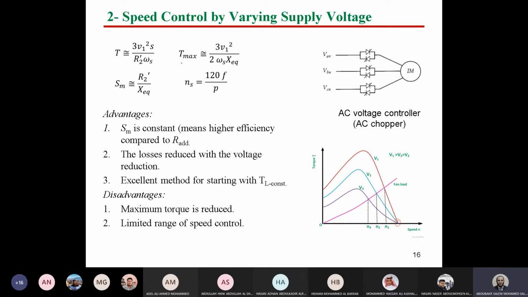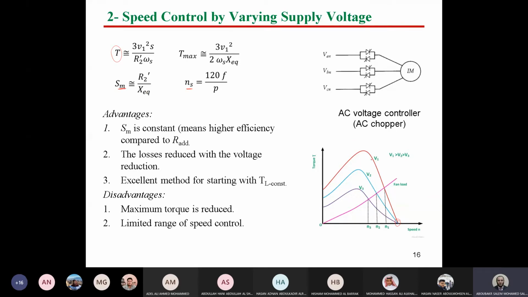Let's see the effect of increasing volt. If we increase the volt here guys, the torque will be increased. Right or wrong? Correct? This is for any point in the linear part. Now for T maximum guys, increasing volt will lead to also increasing T maximum. It's proportional to V squared. However, S maximum will be constant. Right or wrong? V is not here in the equation. So if you change or increase the V, S maximum will be constant. NS will be constant as well.